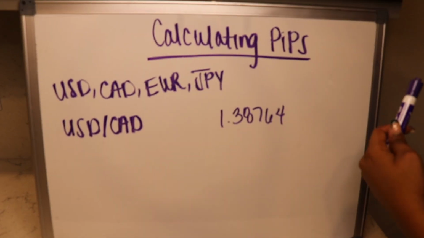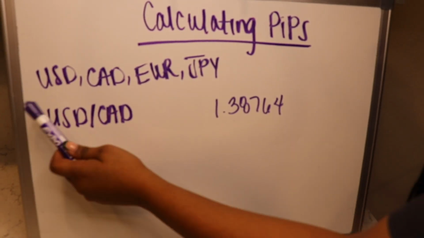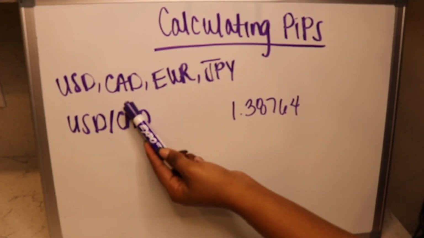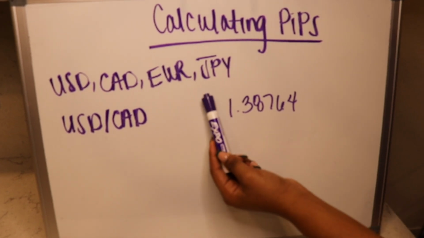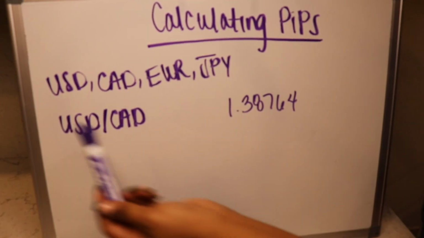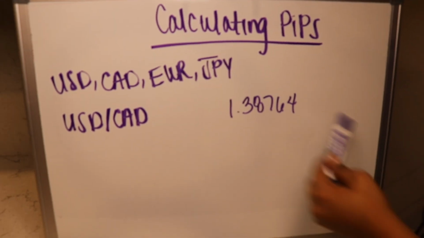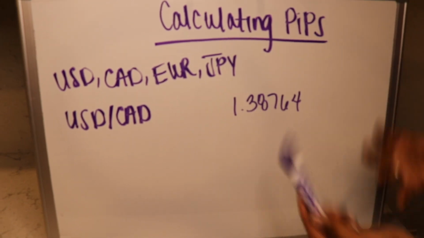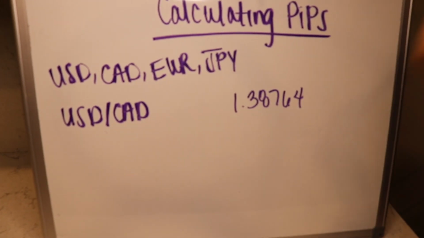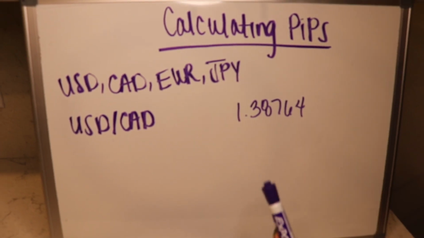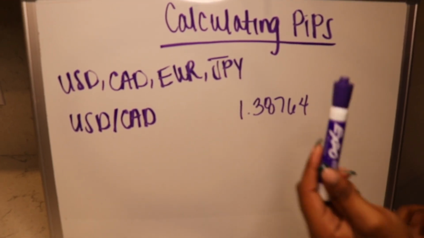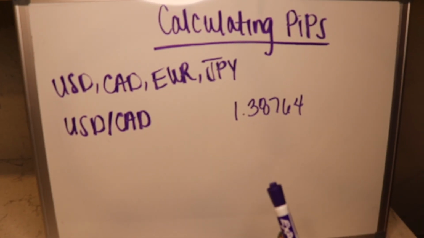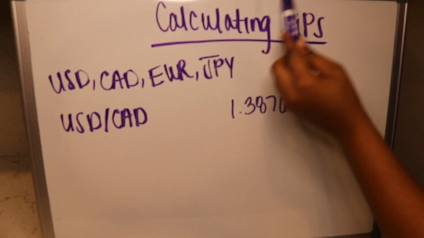Alright guys, so we are going to go over calculating pips for the simplest basic Forex pairs, and that's going to be your USD pairs, your CAD pairs, your Euro, as well as your JPY. We're going to get started with the USD CAD. Before we calculate the pip, you need to understand what pip stands for. Pips is an acronym for point in percentage, and it represents the smallest whole unit of movement in a currency pair exchange rate.